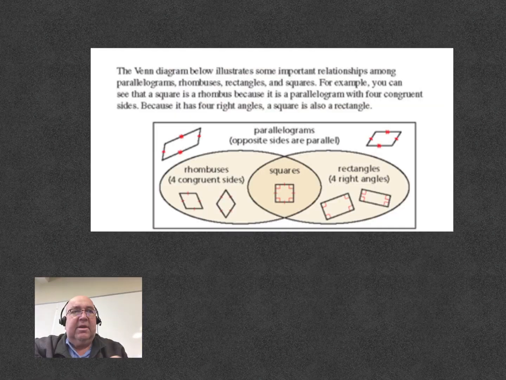So if you look at it, we've talked about parallelograms already in this unit chapter, and that is both sides are parallel. Then we break it down farther into rhombuses, which have four congruent sides, and rectangles, which have four right angles, and where those two intersect, we get a square.